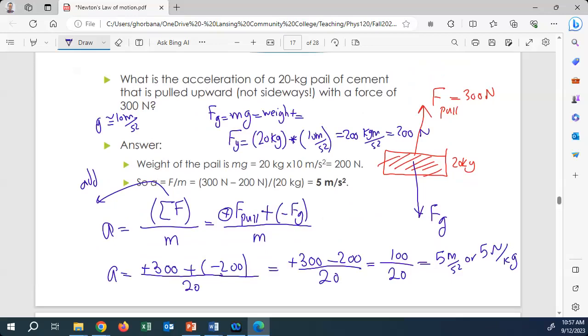Identify all forces, try to get information from the problem. Identify forces and apply Newton's law. Sometimes you need to apply the first law, second law, and third law, or all together in one problem. Is it clear? Any question about this problem?